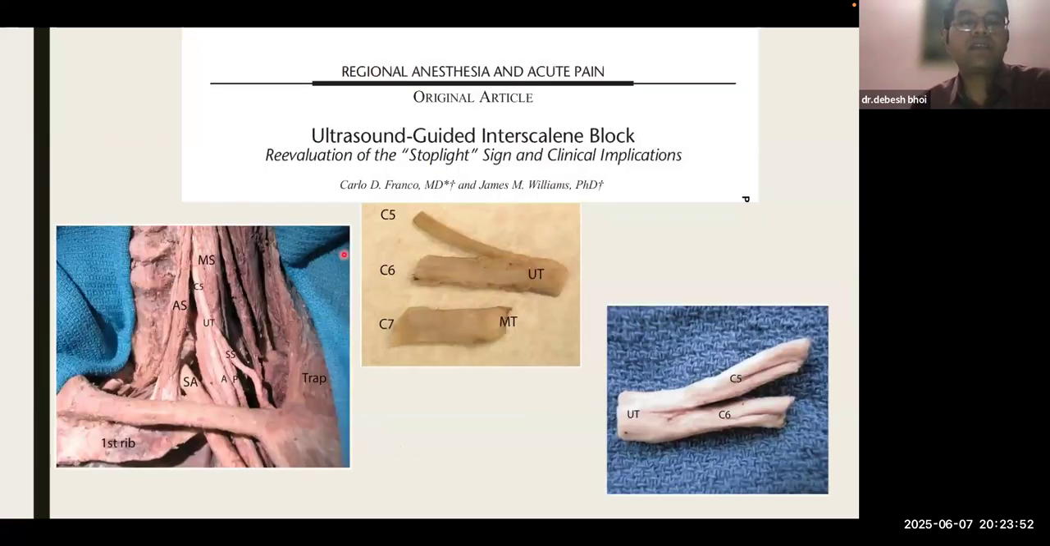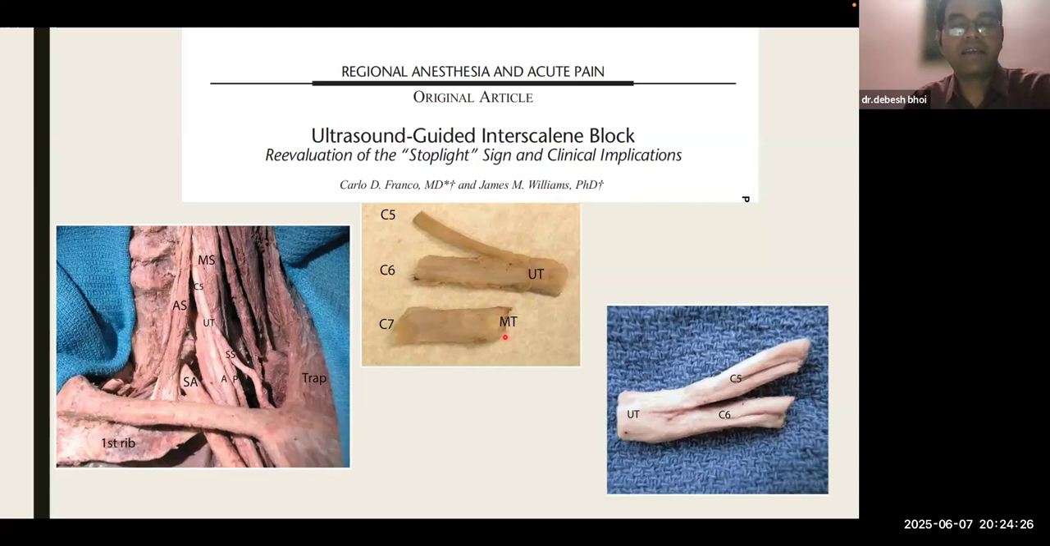This is the paper that came in 2019, by Franco and Williams. Normally the dictum is to use the stoplight sign or traffic light sign in the interscalene area, and this paper re-evaluates the stoplight sign and its clinical implication. Why is it important? Because whenever you are scanning this area, and on anatomical and cadaveric dissection, what you find is that C5 is obviously smaller than C6. The C6 root is bigger. These form the upper or superior trunk, and C7 forms the middle trunk.